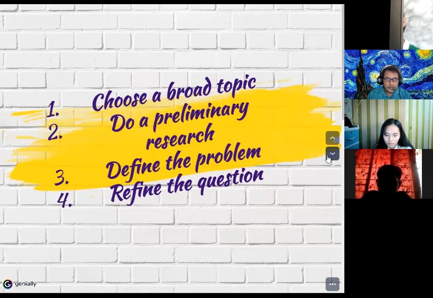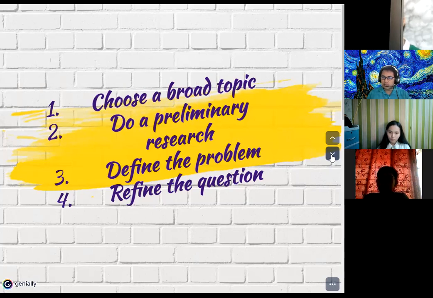Okay, so we do have here four steps now in choosing or designing your research topic. First and foremost, you should choose a broad topic. Second, do a preliminary research. Third, define the problem. Fourth, refine the question. Okay? So this is the fourth step. So let's get to it one by one.